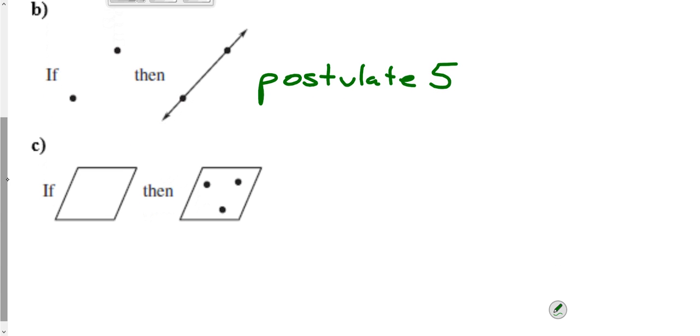For the letter C, if we have a plane, then we have 3 points on that plane. So what postulate is that? Pause if you need to look it up. Postulate number 9. Postulate 9, which says a plane contains at least 3 non-collinear points. So we started with a plane. We know that it consists of 3 non-collinear points.